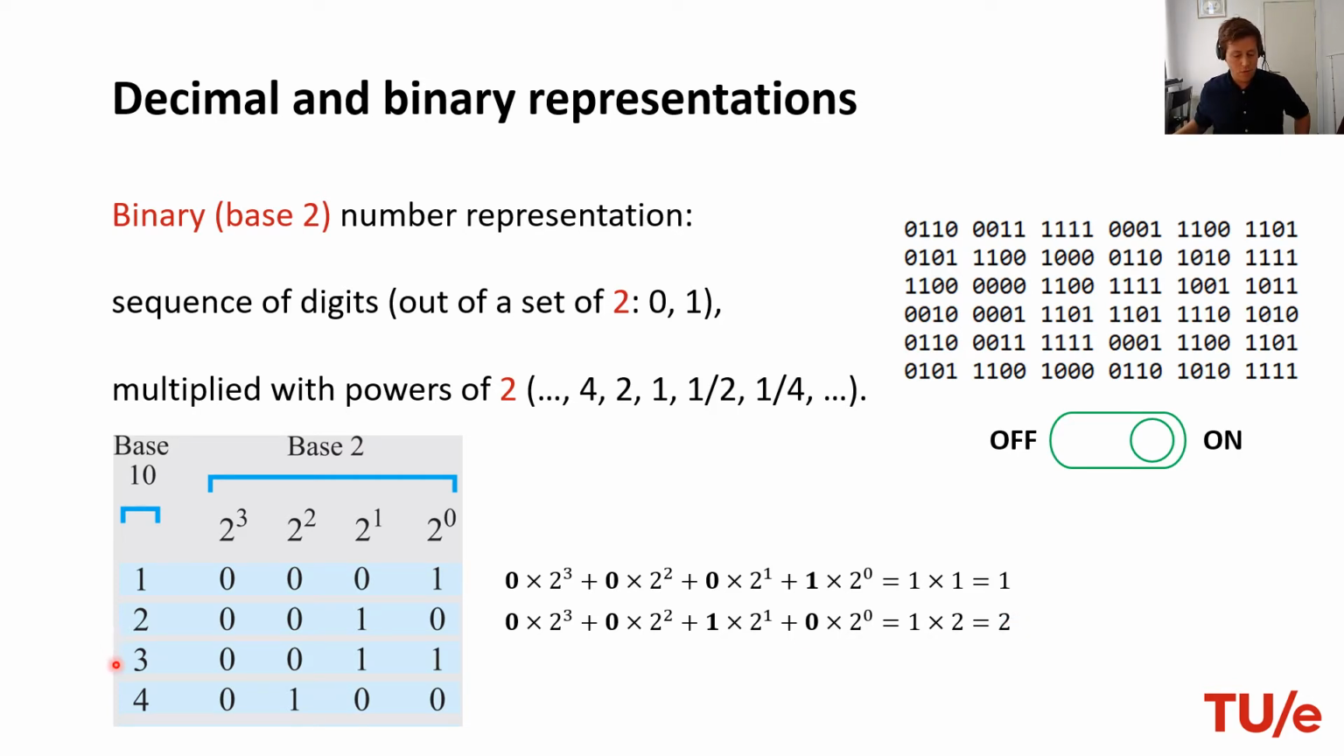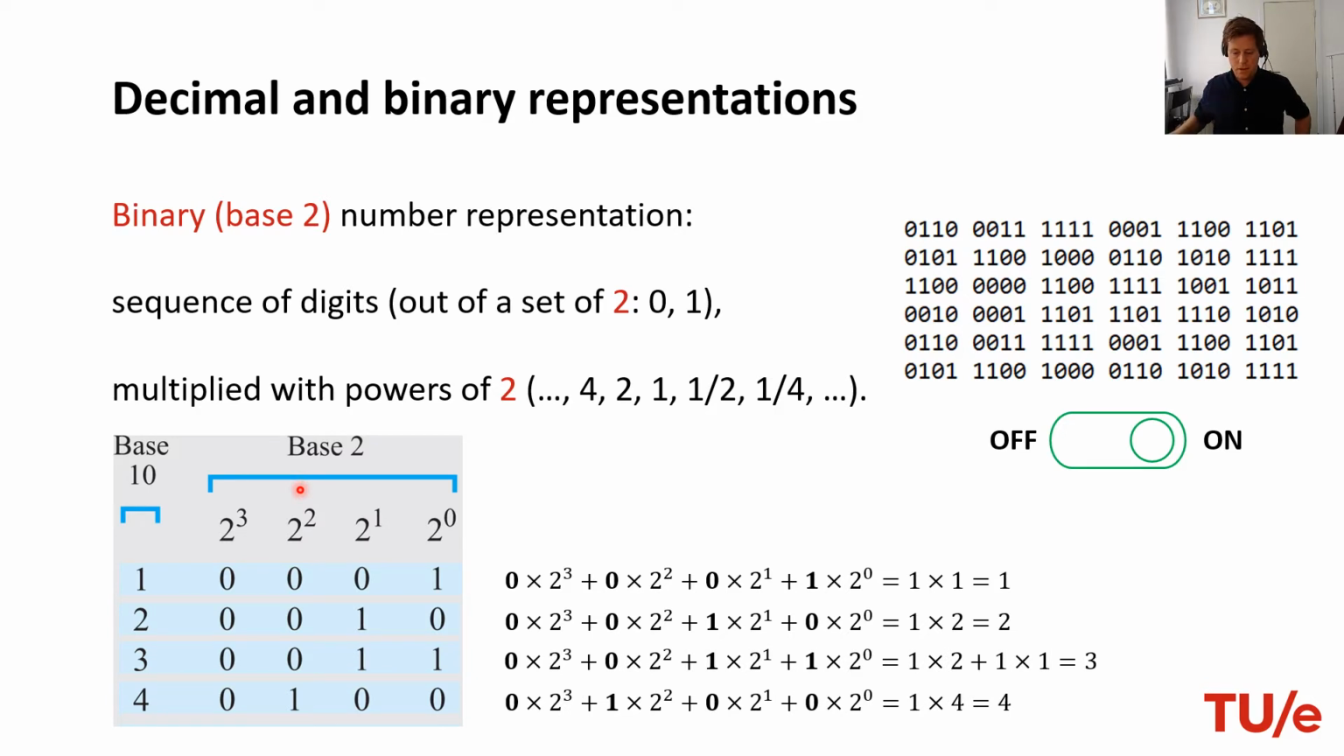Similarly, we can go to 3, but then we have to switch on the contribution of 2 to the power 1 and 2 to the power 0, because then we get 1 plus 2 is 3. And for 4, we simply have to switch on the contribution of this power 2 of 2. So that's quite straightforward. For these low numbers, it's very easy to convert them to binary.